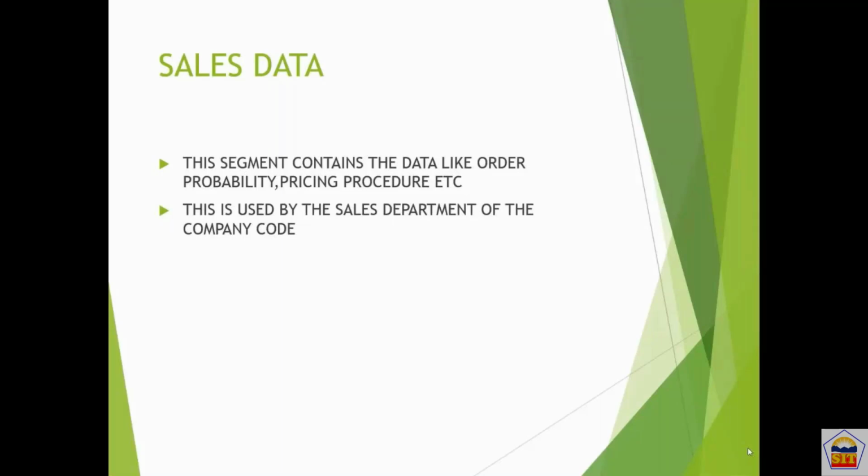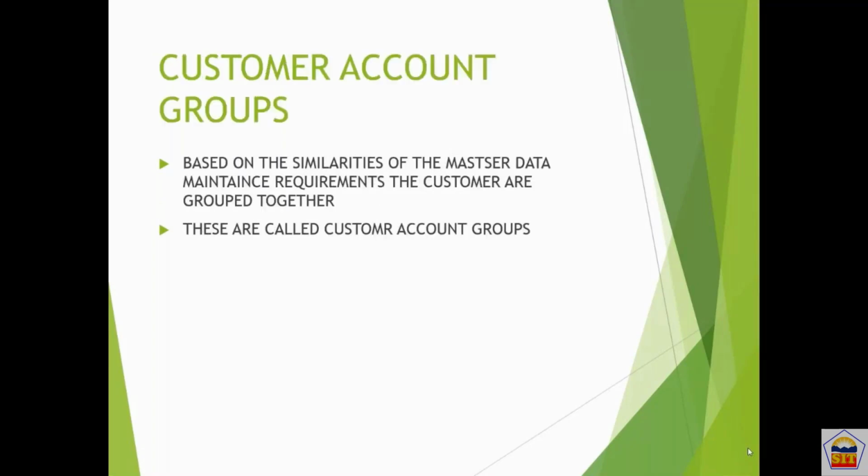So mostly we maintain here the order probability, pricing procedure, the SD pricing procedure. SD pricing procedure means how the tax will be calculated, a gross value, net value, or rebate, discount. So such kind of components we need to maintain in the invoice, and for that we will be using the SD pricing procedure.